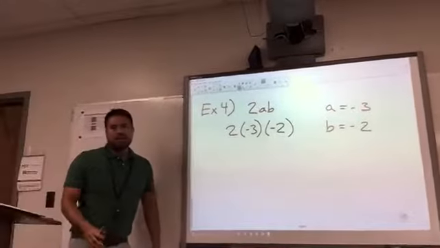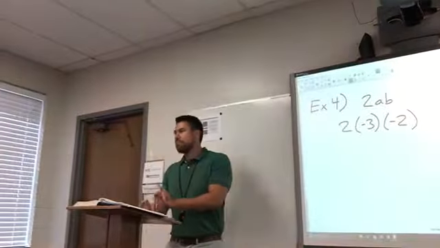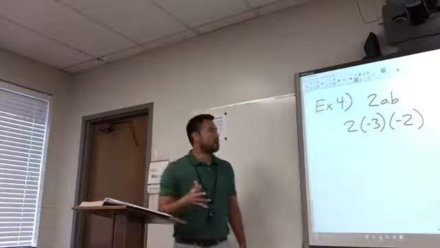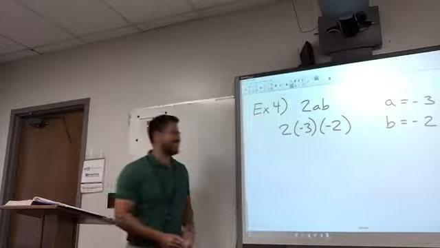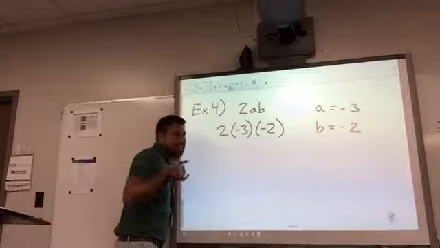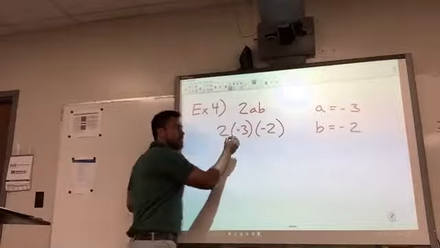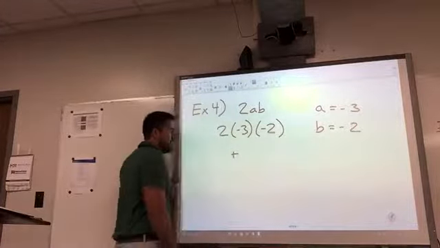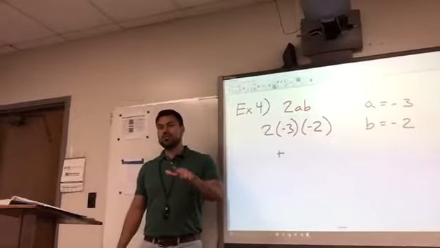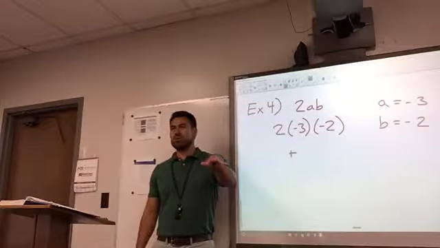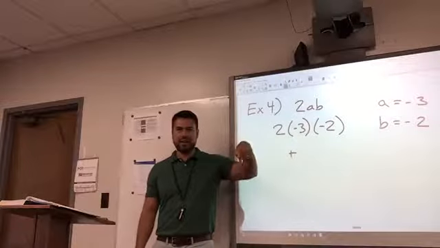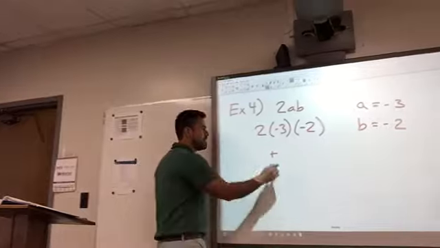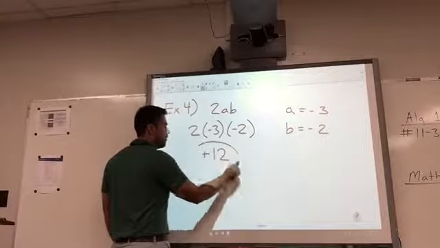Okay. My product is going to be what? Positive. Good, positive. Because? Even number of negatives. Good, even number of negatives being multiplied together. So it's going to be positive. And then I did 2 times 3 times 2. Some of you may have done 2 times 2 times 3, but does it matter which way you do it? As long as you do it correctly, you should get positive 12. Positive 12.